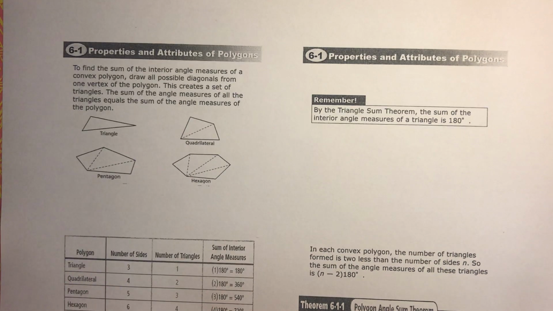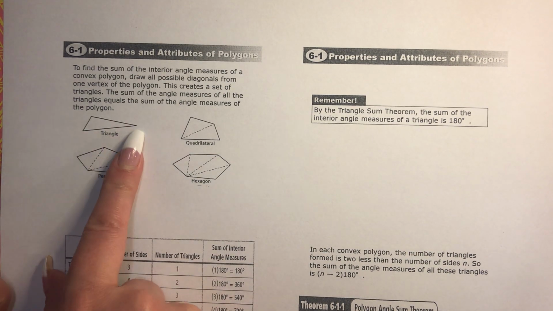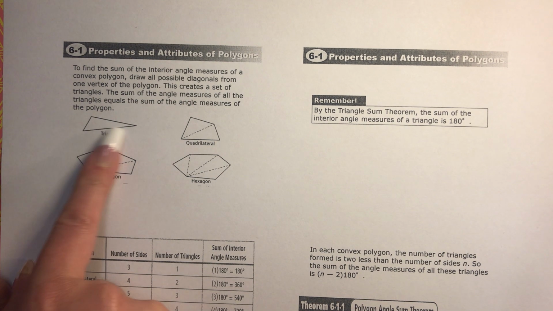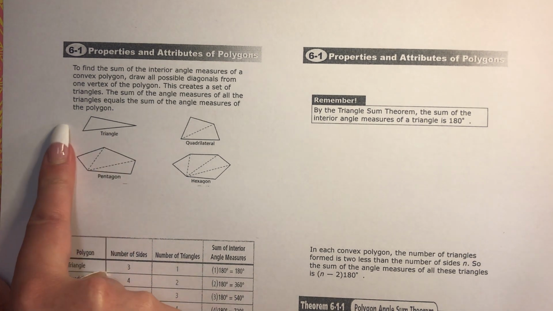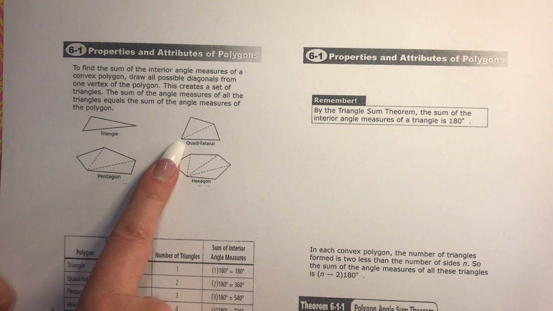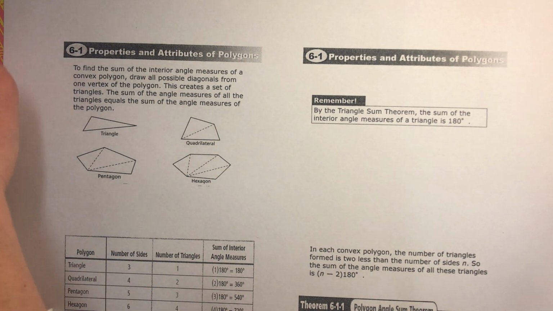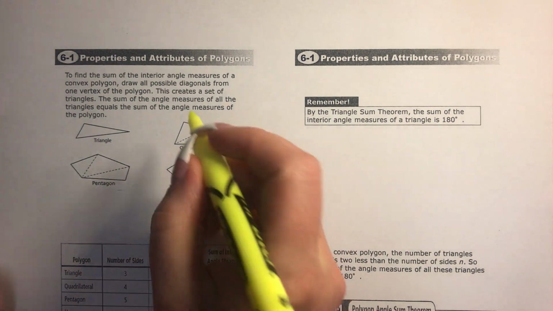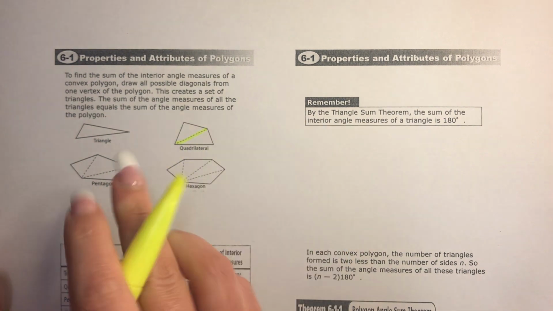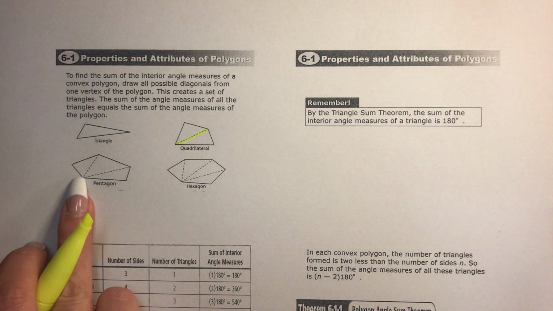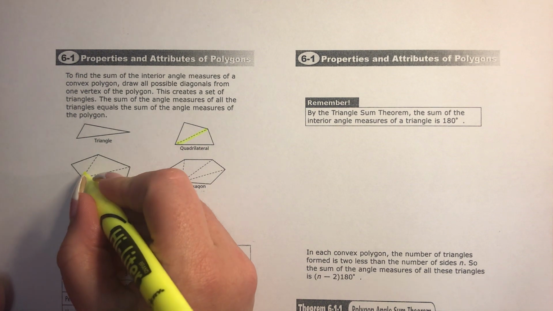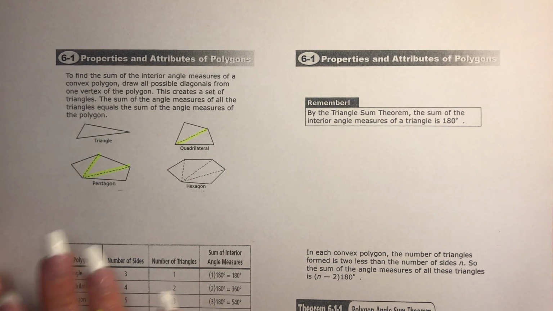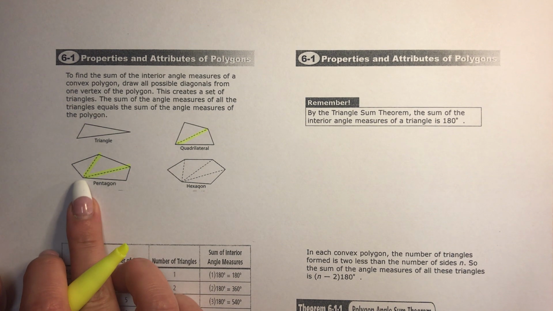vertex of the polygon. So here we look at this triangle, and if we were to take this vertex, there are no diagonals, right? But let's look at this quadrilateral. If we took this point, we could draw one diagonal, right? What about here? Well, we could draw a diagonal here, and we could draw a diagonal here, right? And those are all of the diagonals we can draw from this vertex.